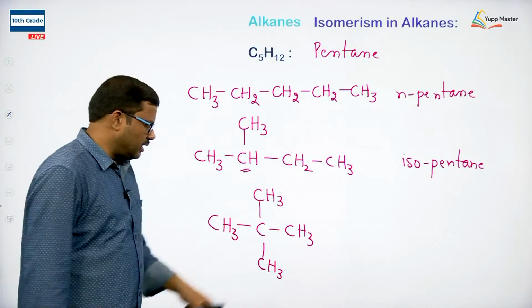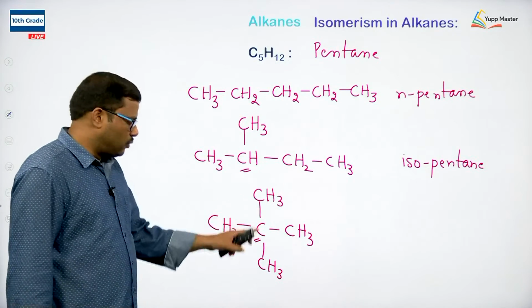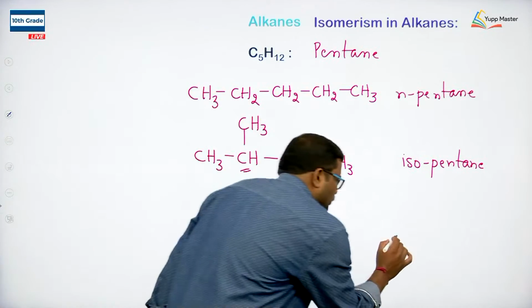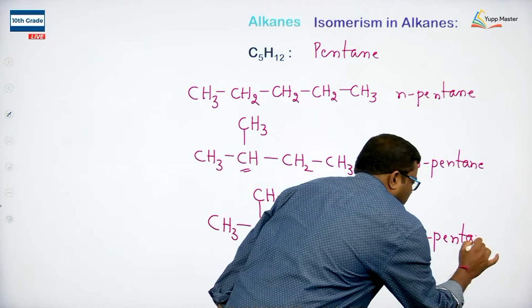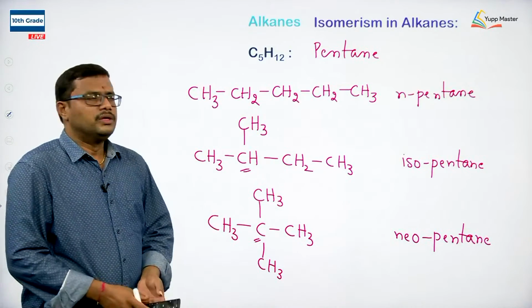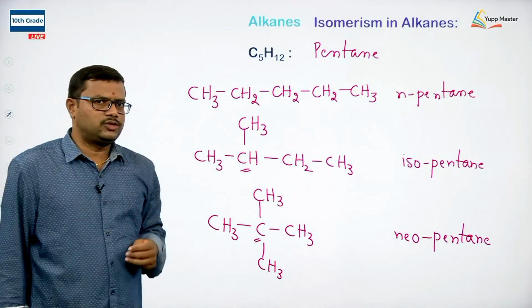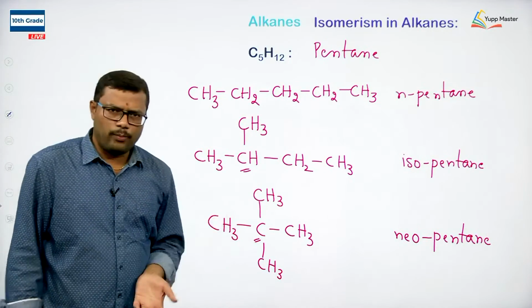And here, on the second last carbon atom, 2 methyl groups are present, so we use the prefix neo, and the total number of carbon atoms in the compound is 5. So we write it as neopentane. Pentane exhibits 3 chain isomers: one is n-pentane, another is isopentane, and the third is neopentane.